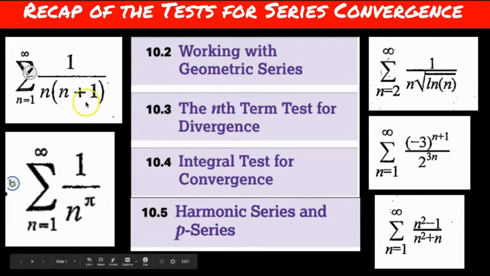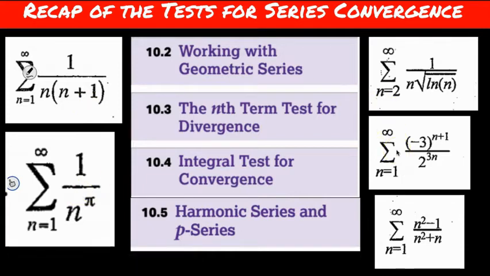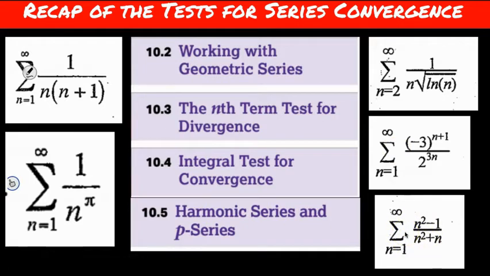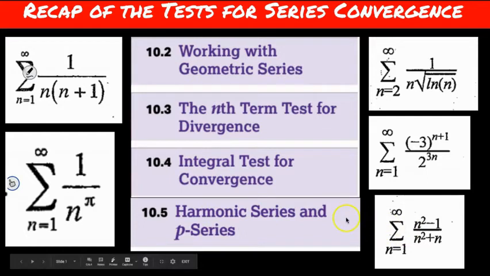Remember, when the limit is 0, we're inconclusive with the nth term test for divergence. When the limit's not 0, it means we're going to continually be adding something that's not approaching 0 to the aggregate sum. And so the series will diverge by the nth term test.